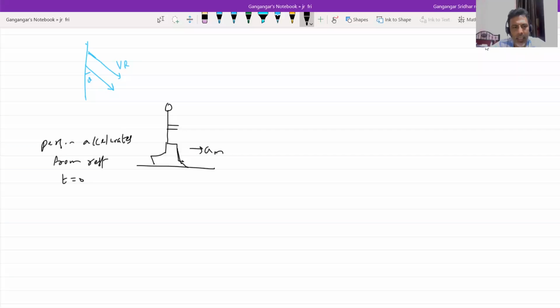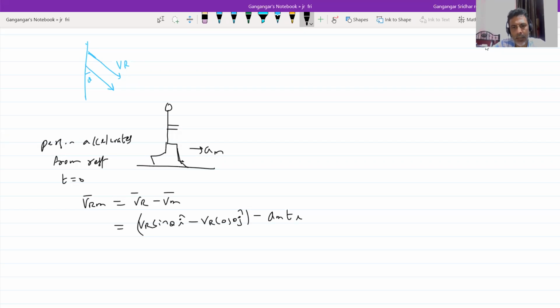So here, what is the entire discussion? This will be VRM equal to VR bar minus VM bar. VR bar is VR sine theta i cap, VR cos theta j cap. What is the velocity of man? It will be acceleration of man AM t into i cap. If you're calculating the velocity of raindrop with respect to man, you have to take the vector sum. VR cos theta, VR sine theta.